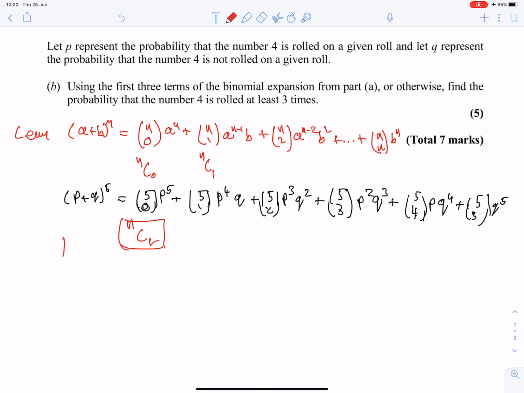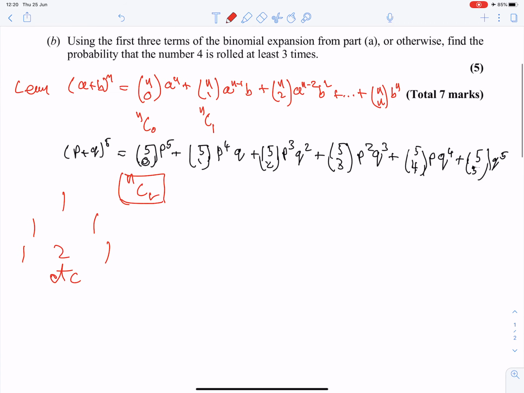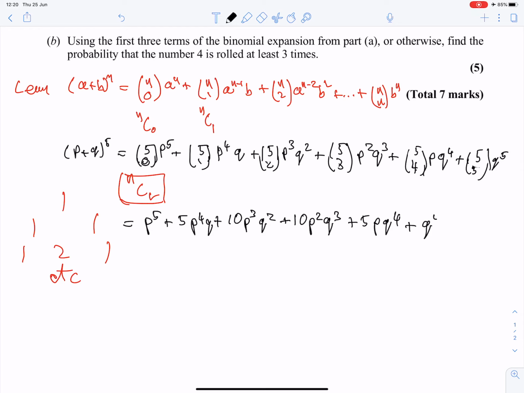to find this, or you could use Pascal's triangle, etc. Or you might just know the 6th row, the fifth row of Pascal's triangle, depending on whether you count the one at the top. So we get p to the 5 plus 5p to the 4 q plus 10p cubed q squared plus 10p squared q cubed plus 5p q to the 4 plus q to the 5.